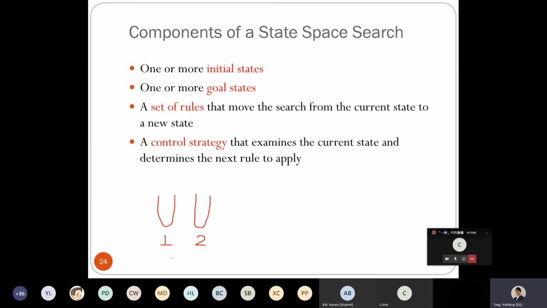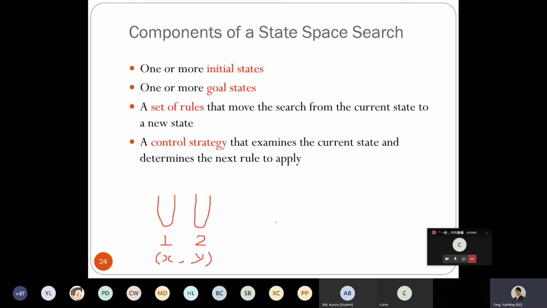So we can use the state-based approach. The state is represented by brackets (X, Y). X means the amount of water inside bottle 1, and Y means the amount of water in bottle 2. This is the state space representation for these two bottles. That means we can use this state space approach to represent this question mathematically.